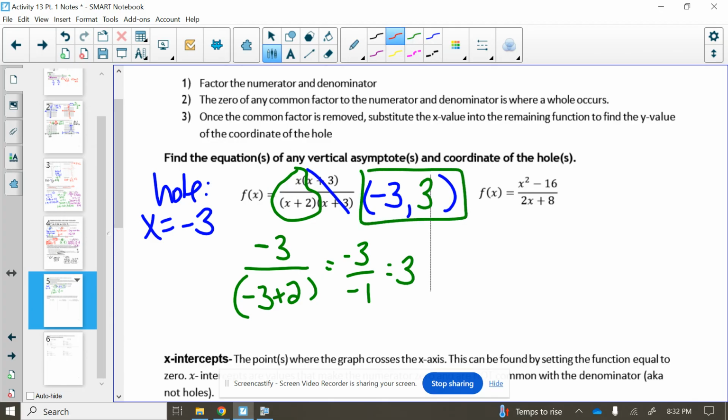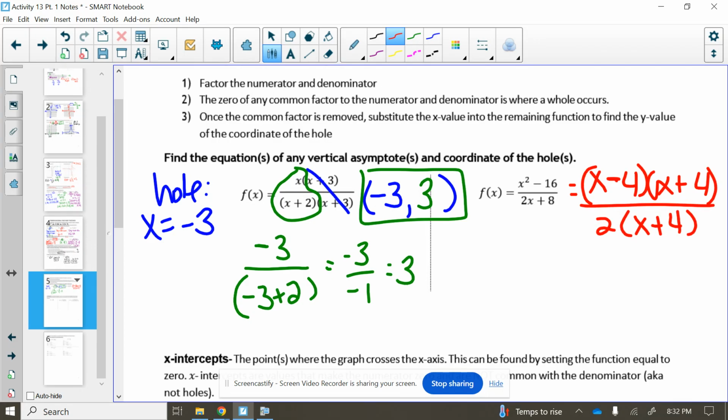On the next one, if we factor, we end up with x squared minus 16 being a difference of two squares. So x minus 4 and x plus 4 would be two factors. And then we have x plus 4 as another factor there as well. This time, these are going to cancel out the x plus 4s. So we know we have a hole at the x value of negative 4 if we set that equal to 0.